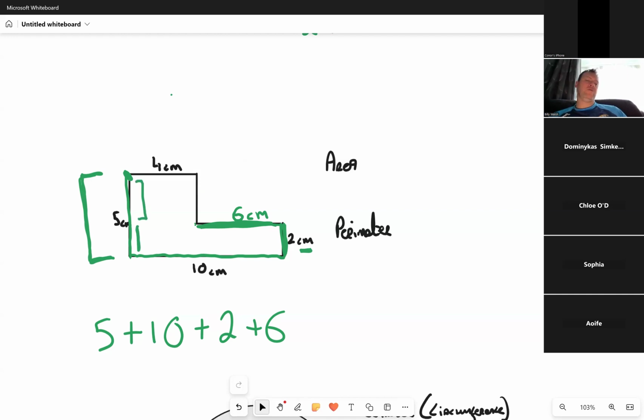If the total height is 5 and we have 2 of it, what's the leftover bit? 3. Perfect. Okay, so we plus the 3, and then plus 4. Perfect. And what do you get?